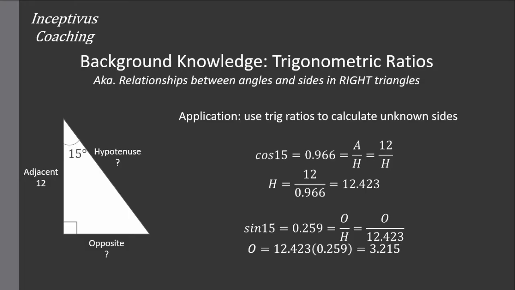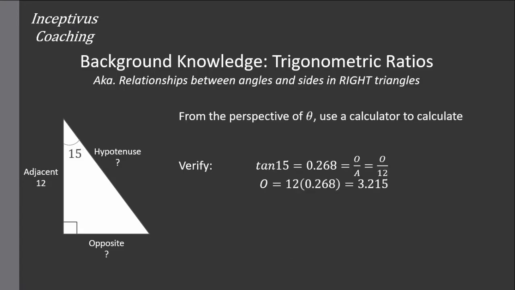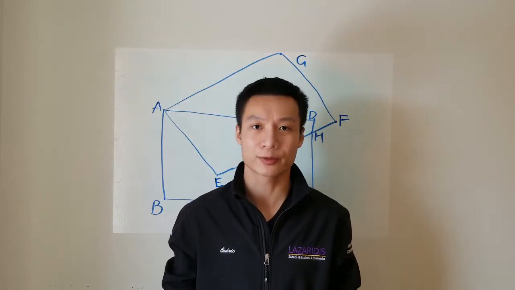We can also calculate the opposite side. Type in sine of 15, that gives you 0.259, and that is the ratio of opposite over hypotenuse. We just calculated the hypotenuse, so we can calculate the opposite, which is 3.215. Of course, you could have calculated this using the tangent ratio as well. Type in tangent of 15 degrees, that gives you 0.268, and that is the ratio of opposite over adjacent. We are given the adjacent, which is 12, so we can calculate the opposite using 12 times 0.268, and that gives you 3.215, same as the sine calculation. So that's enough knowledge for today.